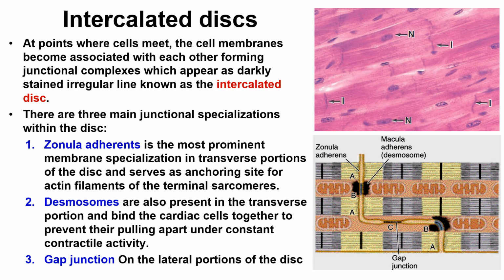At points where branches of the cardiac muscle fibers meet, the cell membranes become associated with each other, forming junctional complexes. These are the intercalated discs. They appear as transverse lines. These lines cross the muscle fibers at regular intervals.